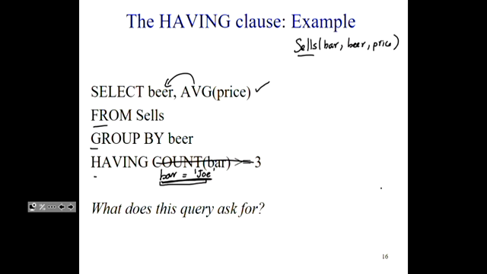Similarly, you can't say and price is greater than 3 or something. You can't say that because once again you've not aggregated on price yet. If you say instead average of price is greater than 3, that's totally fine. But you can't say price is greater than 3 because you've not aggregated on that. That makes sense? Okay.